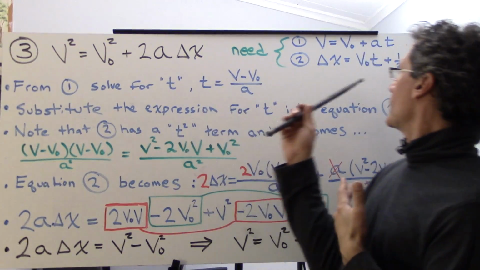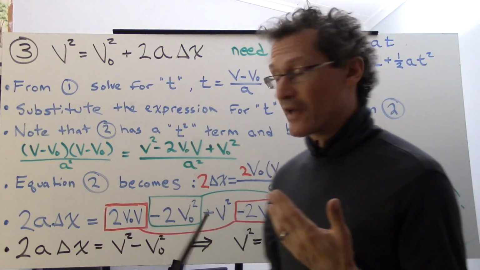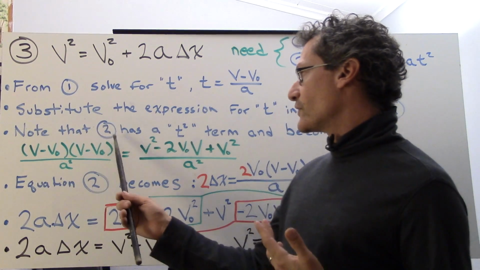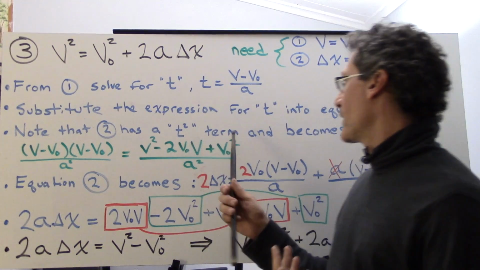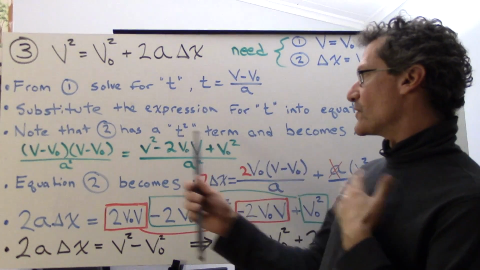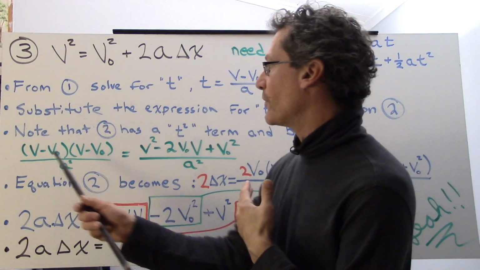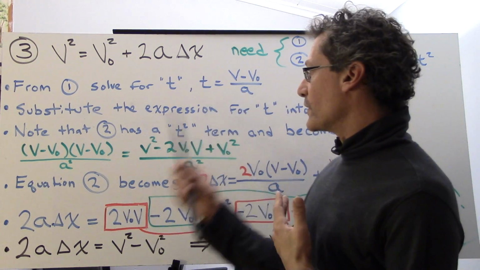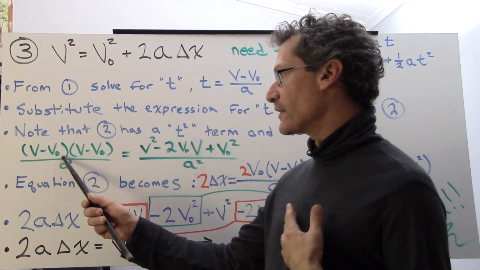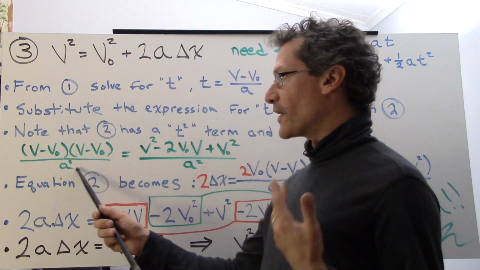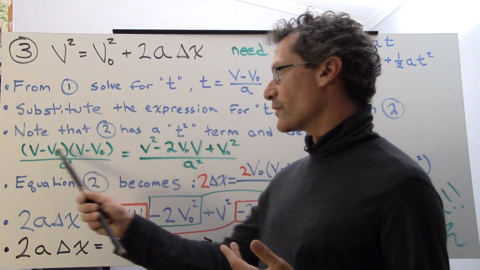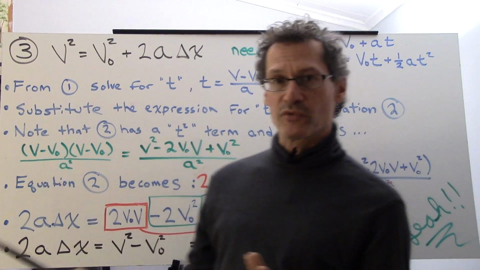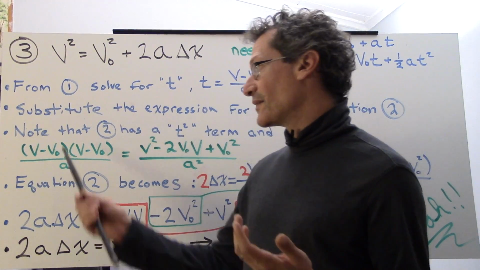Okay, equation 2 is this guy over here. So follow me, it's just kind of messy. Note that 2 has a t squared term in it. So that becomes this. Just the t squared term is this. Well, if I make this substitution, we get v minus v naught times v minus v naught over a squared. We gotta deal with this here because there are multiple terms and there's the operation of subtraction.